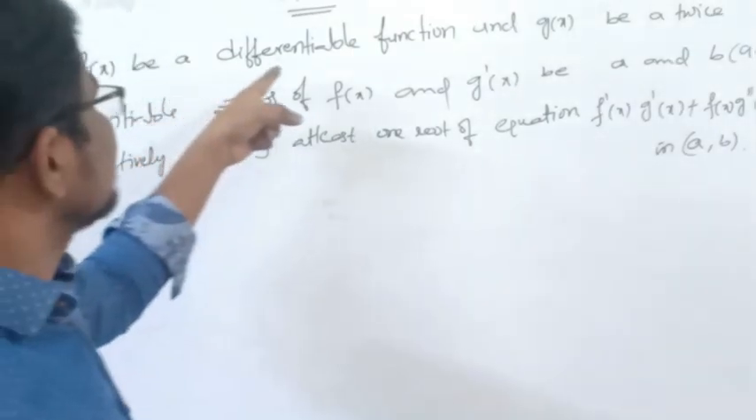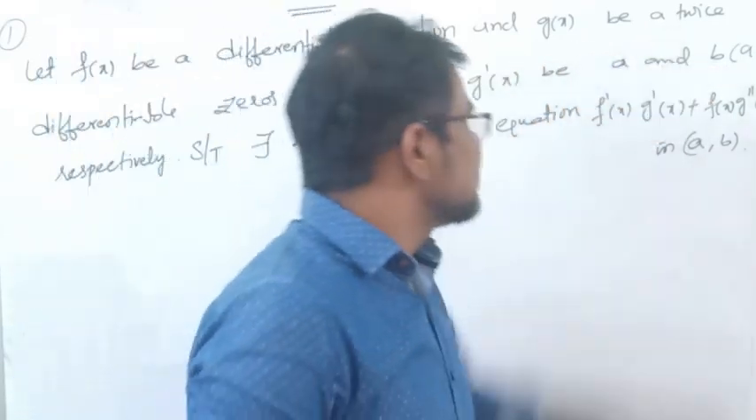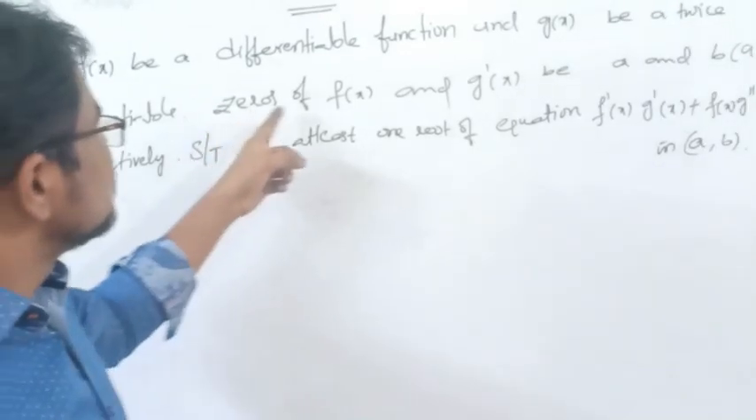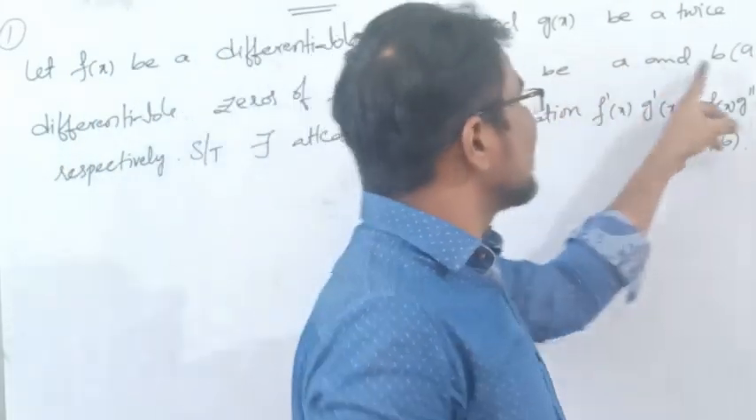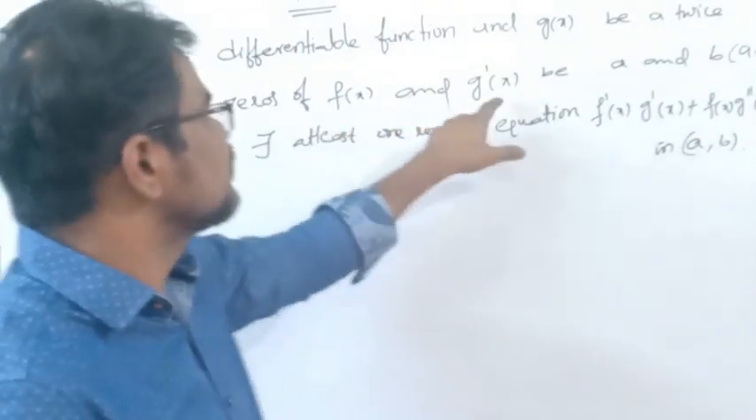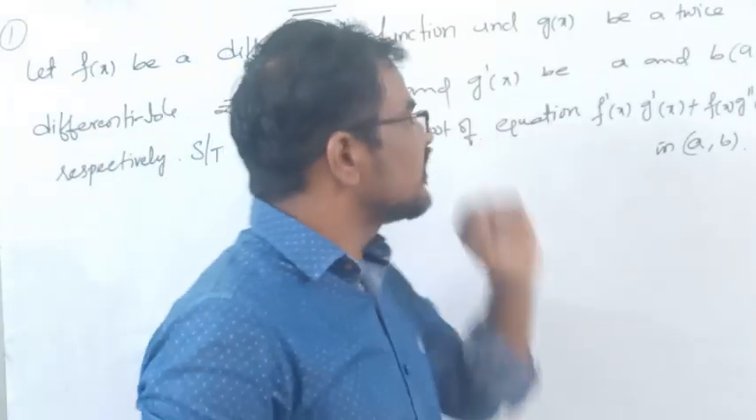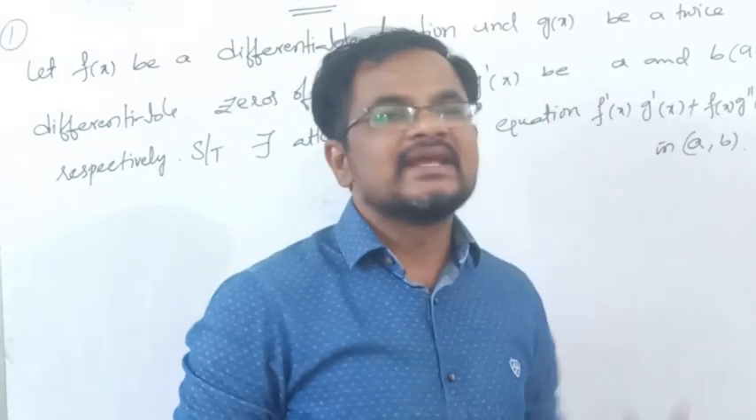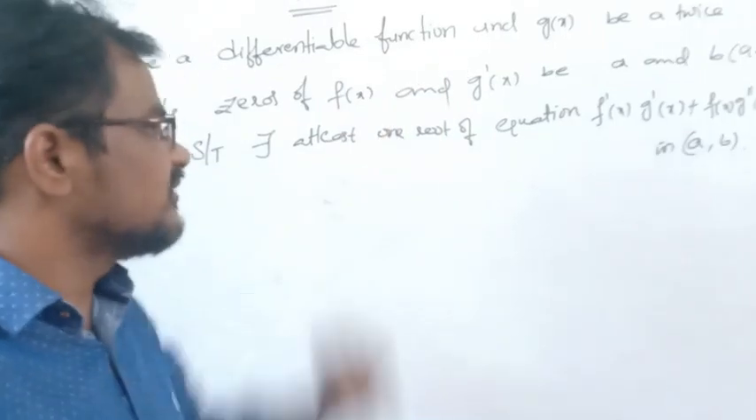Let f of x be a differentiable function and g of x be a twice differentiable function, and the roots of f of x and g dash of x are a and b respectively. Then show that there exists at least one root of this equation in between a and b. So for that, first write down what is given.